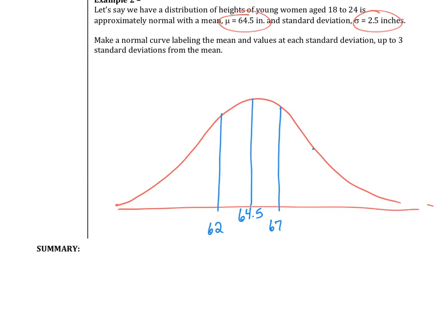You go 1 more standard deviation to the right and 1 more to the left, which is 2.5 more. So this would be 69.5 and 59.5. And then your last one is 1 more to the right, 1 more to the left. And this would be at 72, and this would be at 57. Okay, so that's our normal curve with our standard deviation. And that's all we start with.